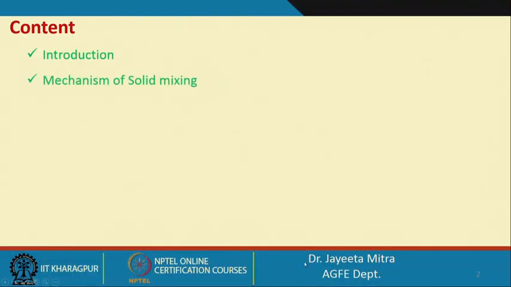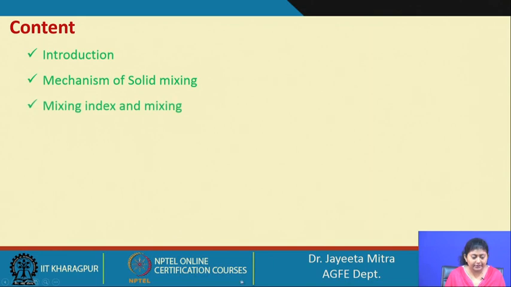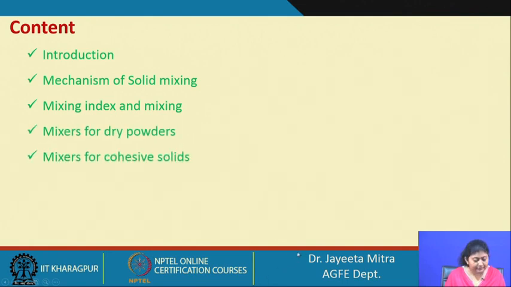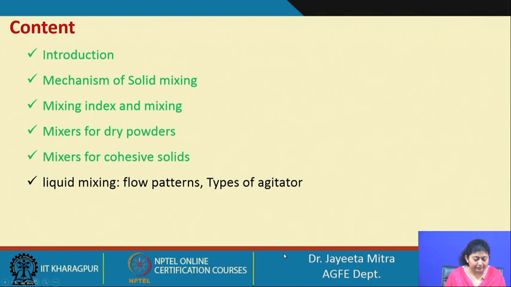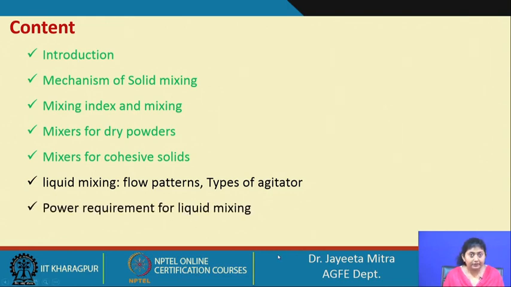In our last class, and before that also, we were discussing mixing operation, mixing and agitation. We have by now completed introduction, mechanism of solid mixing, mixing index and mixing process, mixers for dry powders, and we started in the last class the mixing of cohesive solids. So, we will continue with that today also.